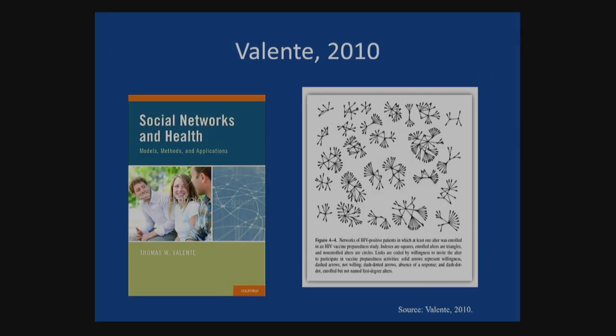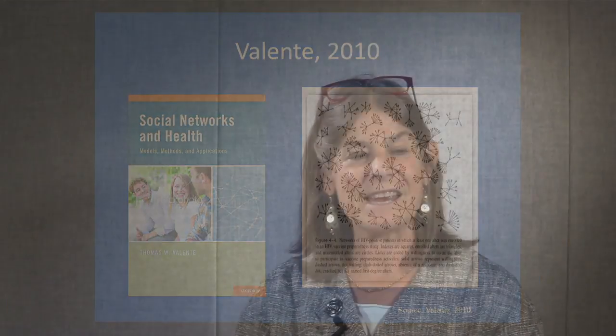So this is a book that's written by Tom Valente, who's done a lot of work on prevention of disease using network approaches and what it would take. And the slide on the other side shows networks of HIV-positive patients in which at least one other person was enrolled in an HIV vaccine preparedness studies. So you can see that it only takes a few people potentially to influence networks, even in the case where, in this case, none of these networks are actually clustered together. They're like series of lots of independent networks. Let me just skip over this.